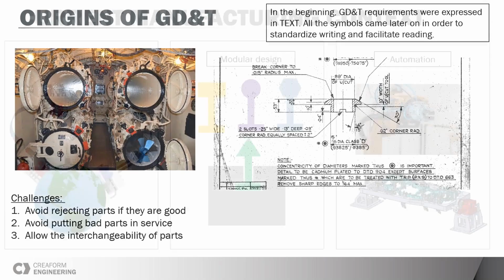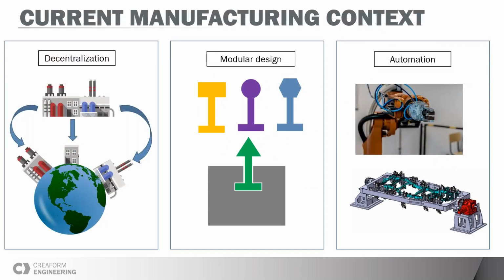Fast forward to today. The context has changed quite a bit, but you'll see that the challenges we had to resolve remain quite similar. We can identify three main trends in the modern manufacturing industry. First, decentralization, then the push for more modularity in the design, and of course, automation. Most industries are either already working with at least one of these concepts or will be in the very near future.